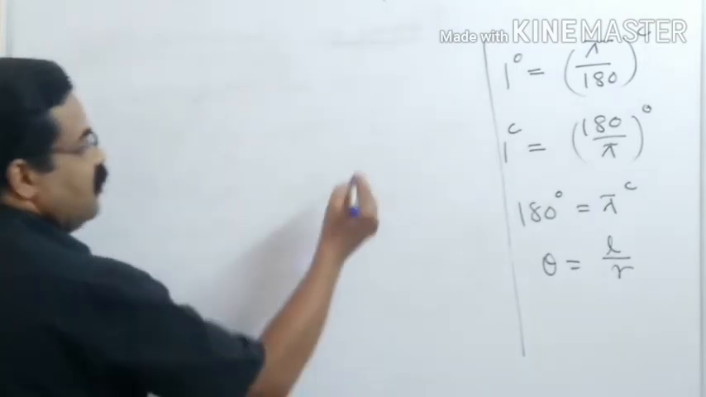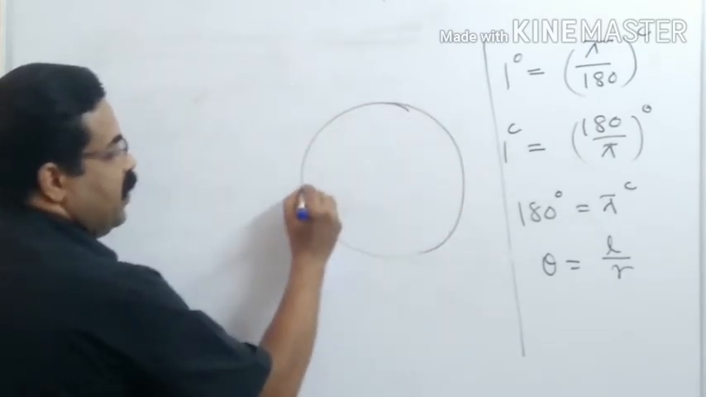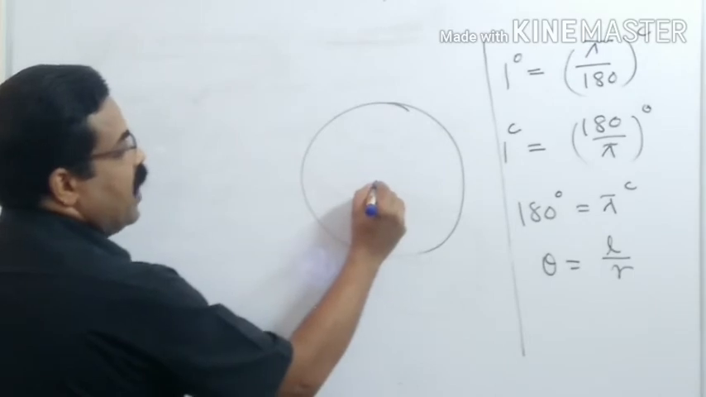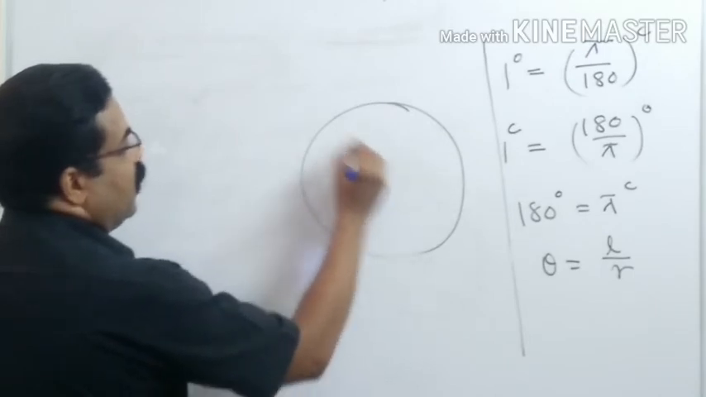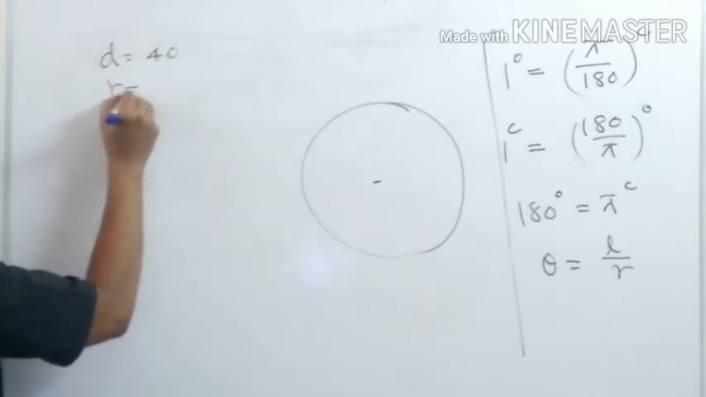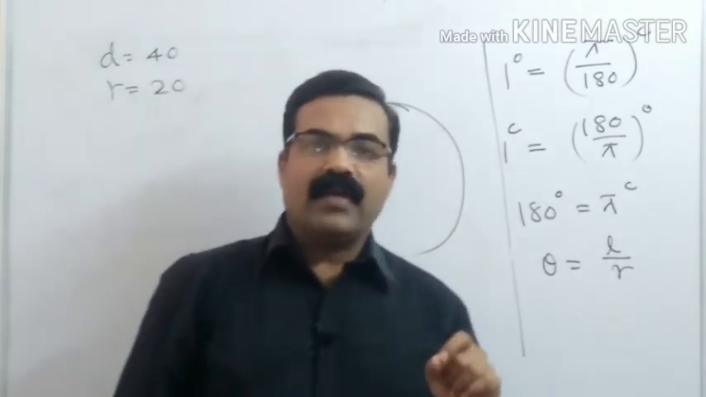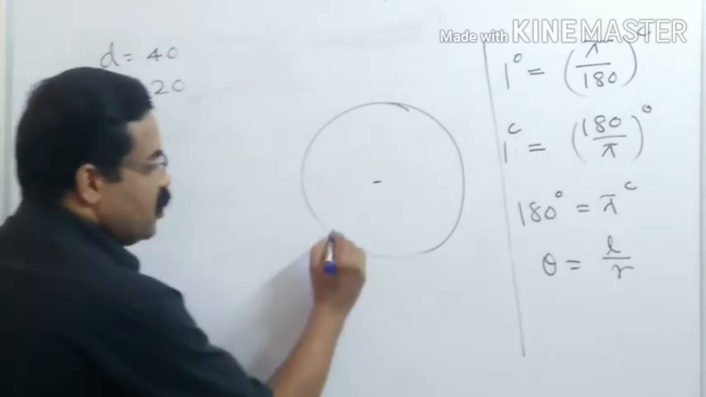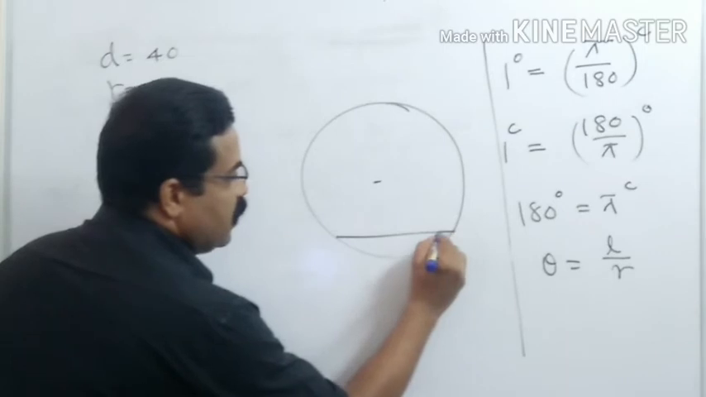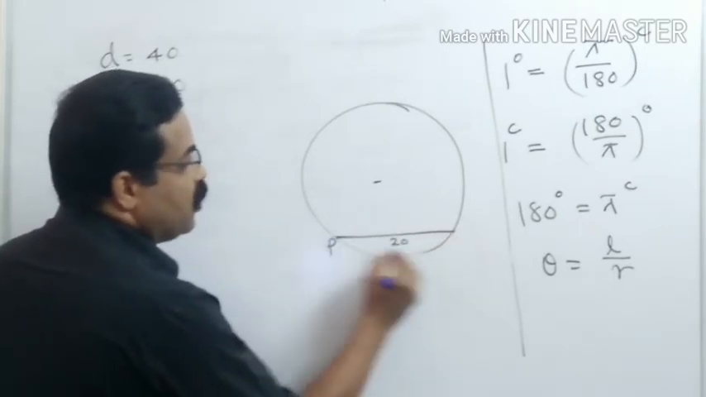So we have a circle. Its diameter is 40. So what is given? Diameter is 40. That means radius will be equal to 20. And in that circle, we have taken a chord. Chord length is 20. So this chord length is 20. Let the chord be PQ.